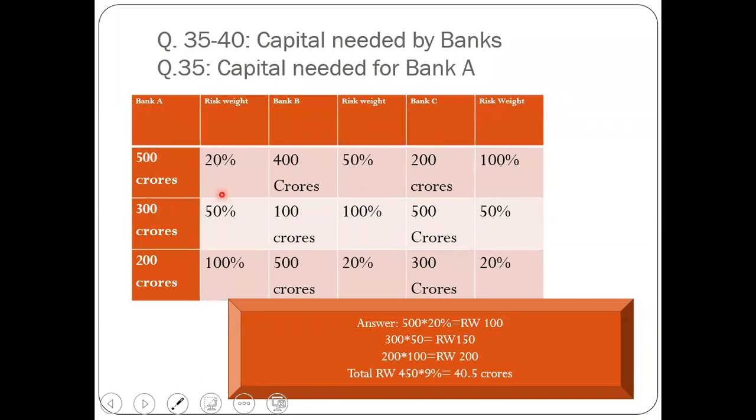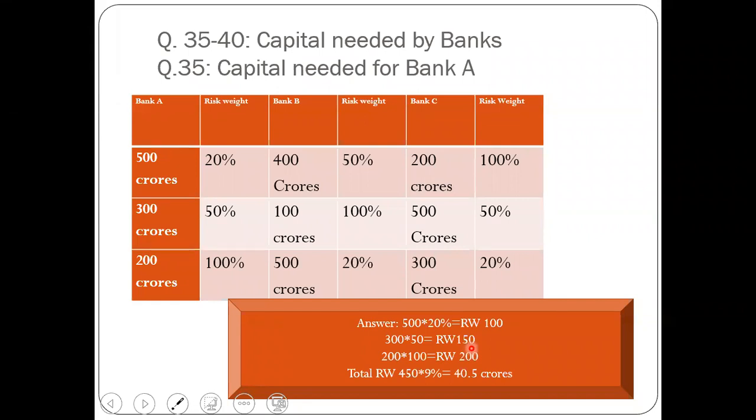300 into 50, 150. 200 into 100, again risk weight is 200. Okay, so total risk weight is 100 plus 150. For each bank, the steps are there: how to calculate the total risk weight, how to calculate the capital. This question they will ask, a 5 mark question, or it may be a case study. Find out which bank is best, which bank is worst.